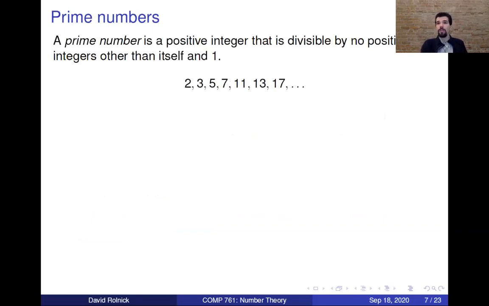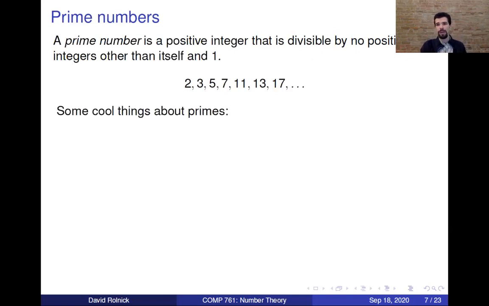A prime number is a positive integer that is divisible by no positive integers other than itself and 1. The primes are 2, 3, 5, 7, 11, 13, 17, 19, 23, and so on. In particular, 1 is not a prime number. That's partly just a definition thing, but we'll see that various things about prime numbers sort of break if you let 1 be a prime. So it's sort of a notational thing, but it's very convenient not to always say primes except for 1.